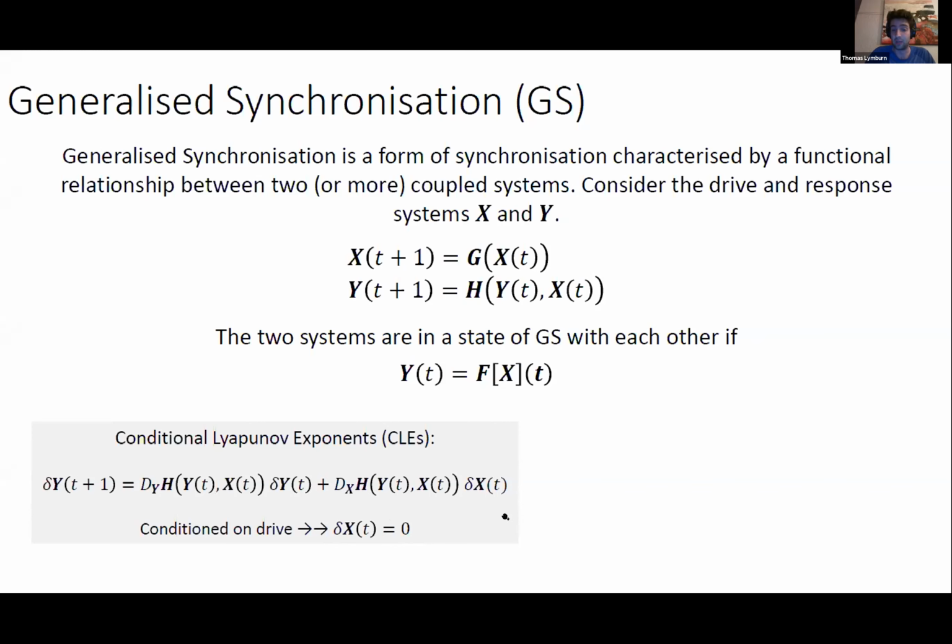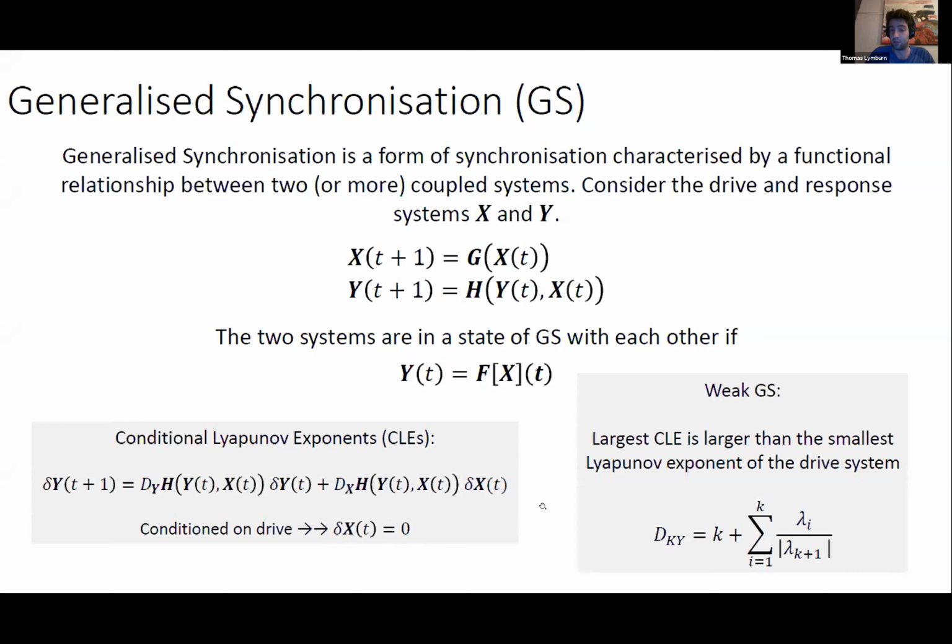But they also tell you about a particular form of GS that we're interested in today, which is weak GS, as opposed to strong GS. So weak GS occurs when the largest conditional Lyapunov exponent is larger than the smallest Lyapunov exponent of the drive system. So what this essentially means is that the dynamics of your response system aren't yet being completely dominated or suppressed by the dynamics of the drive system.